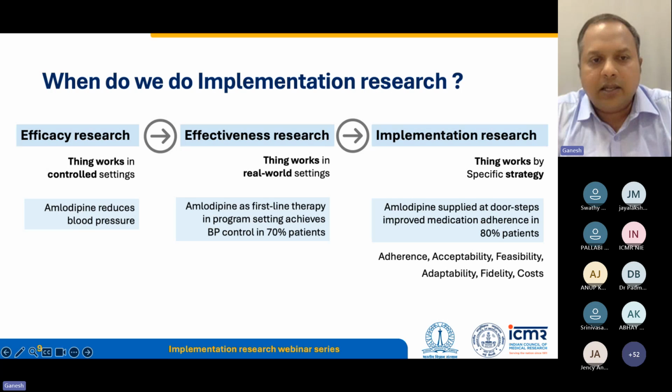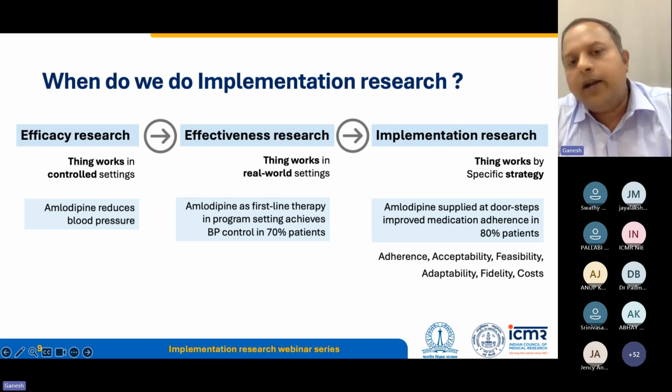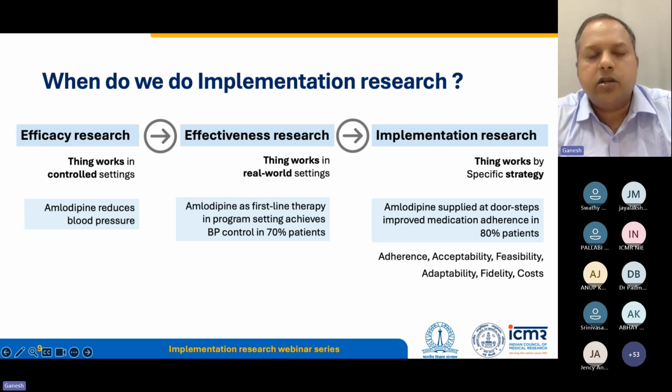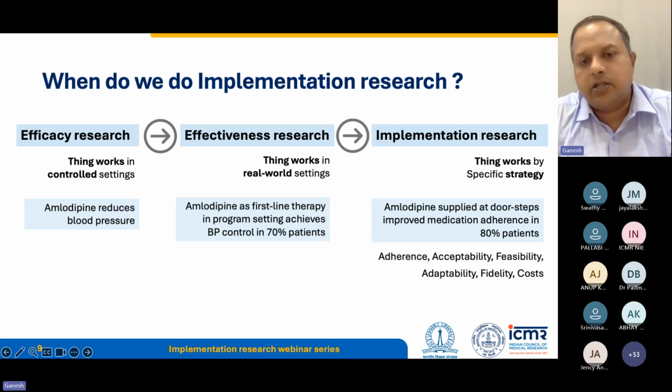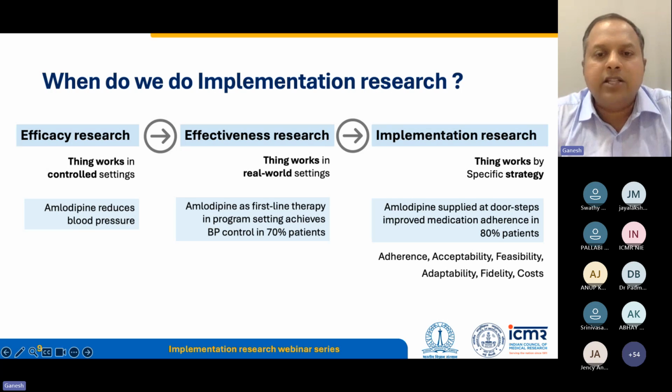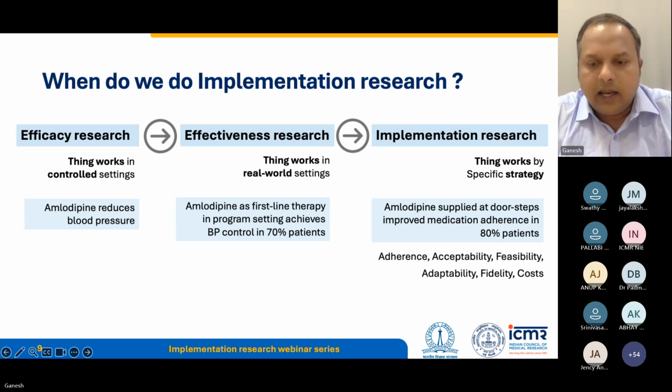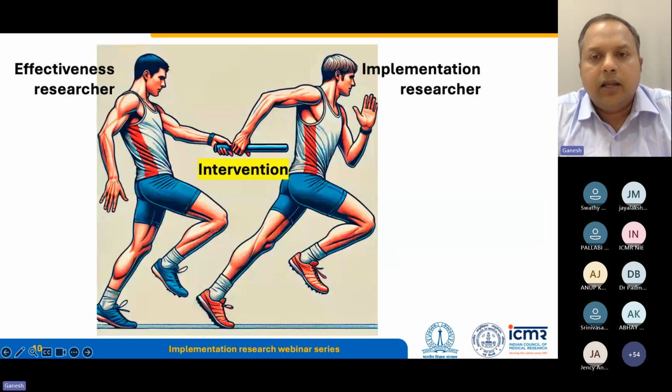So with this, you know that implementation research happens provided that we have sufficient evidence on efficacy and sufficient evidence on effectiveness. However, what we are going to discuss in this session is that there is something where we will do effectiveness research and implementation research together in order to expedite the evidence into practice. And that particular thing is what I'm trying to give a picture of here.